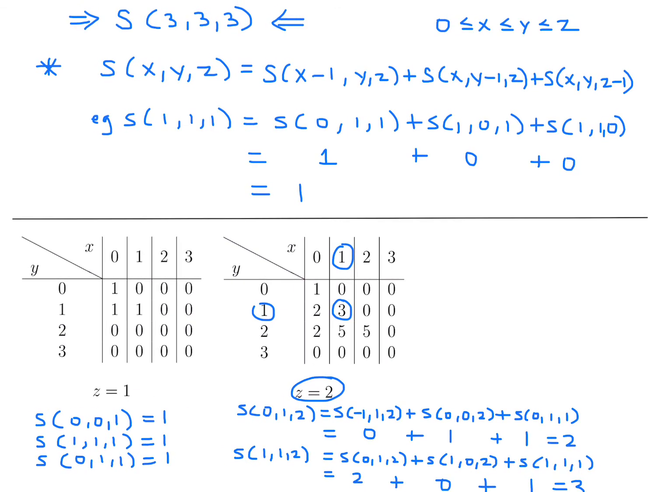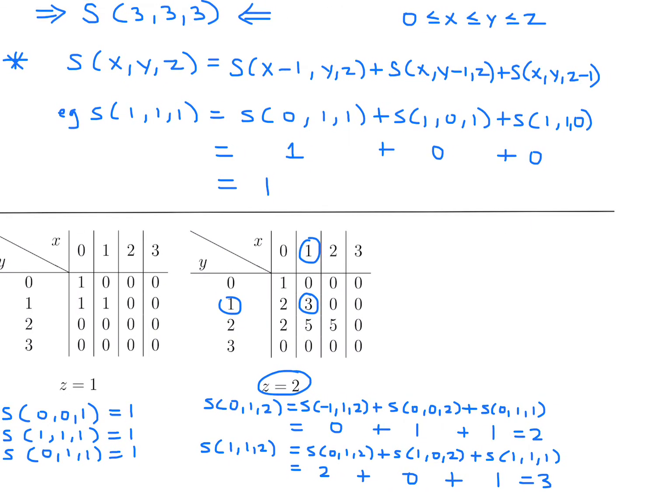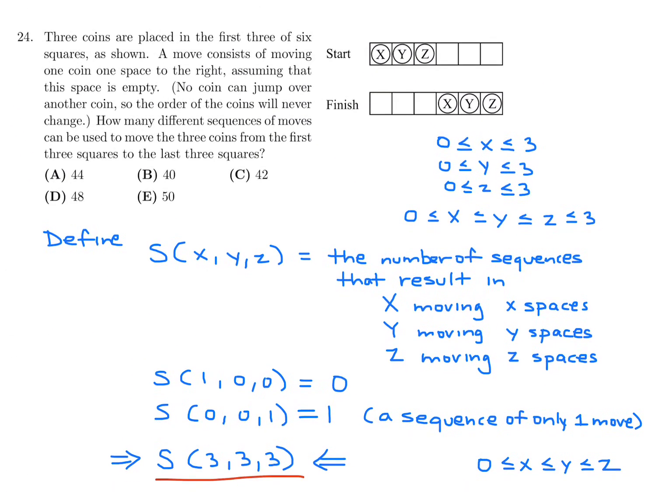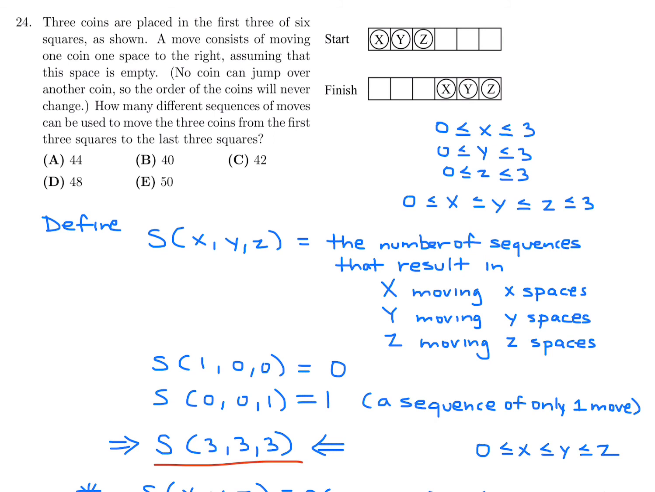And our goal is to get 3, 3, 3. When you keep using this formula to fill out the table, you will eventually get this S of 3, 3, 3. Here's z equals 3. Here's x equals 3, y equals 3. And as you can see, that number is 42. So it's a challenging question. It's a difficult question, and I encourage you to understand why that formula works. And therefore, number 24, the answer was 42, and that's choice C.